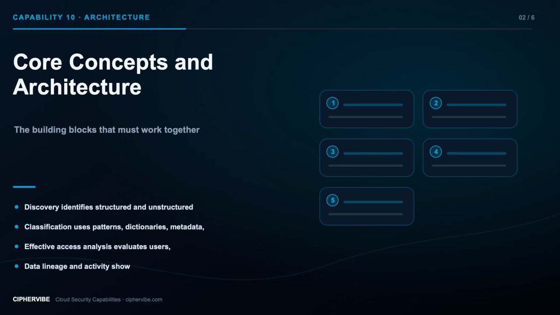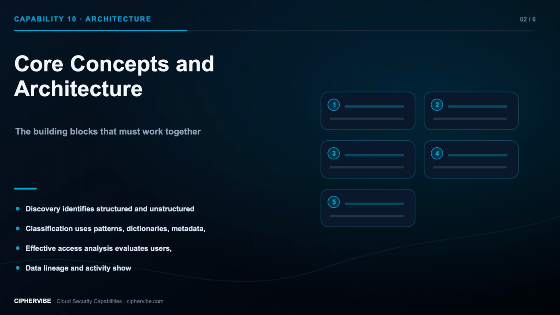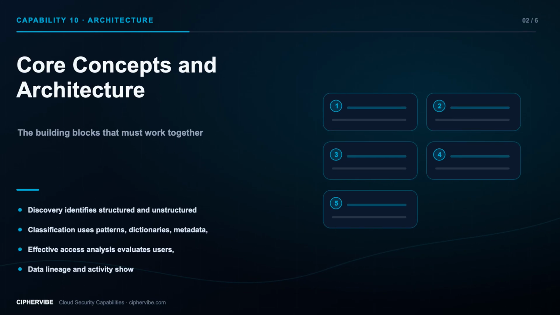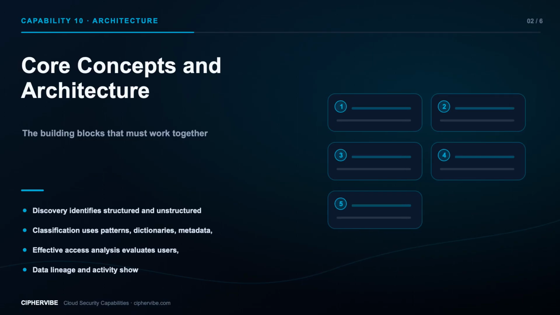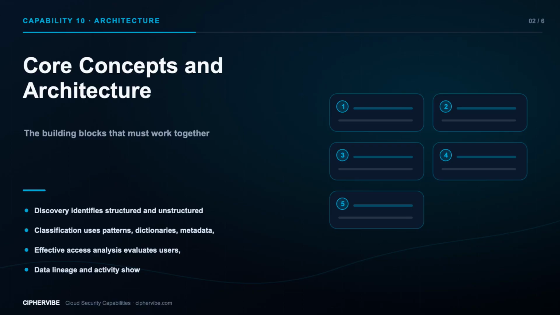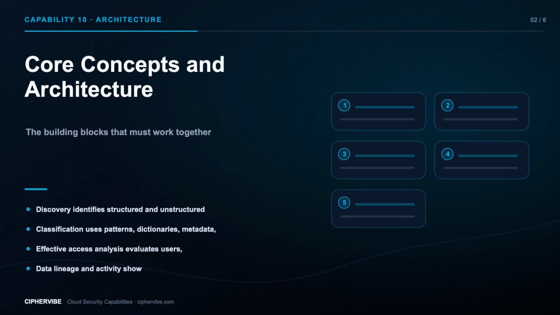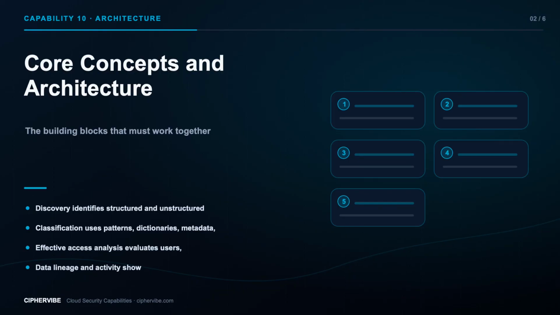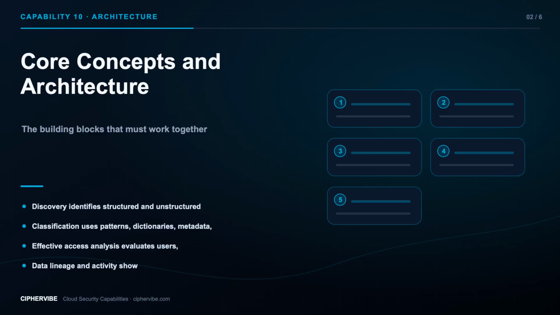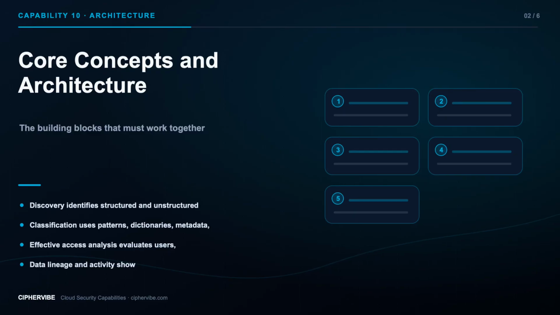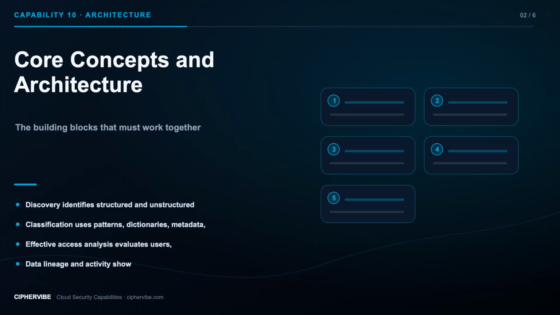The capability should create a traceable chain from source evidence to a security decision and then to an accountable action. First, discovery identifies structured and unstructured stores, snapshots, replicas, analytics platforms, object storage, databases, and collaboration systems. Second, classification uses patterns, dictionaries, metadata, machine learning, and business labels to identify regulated or confidential content.